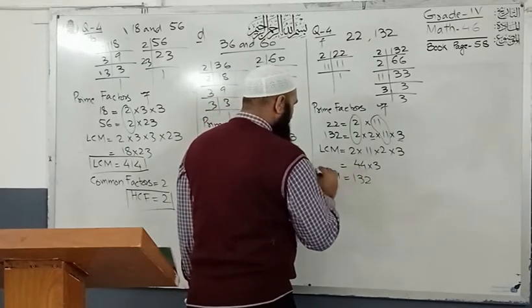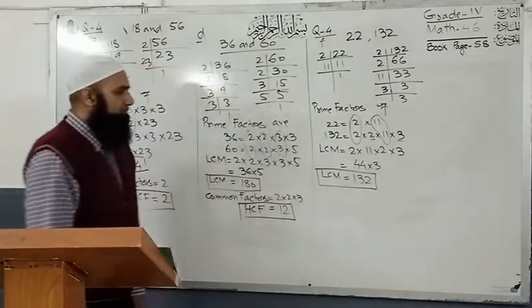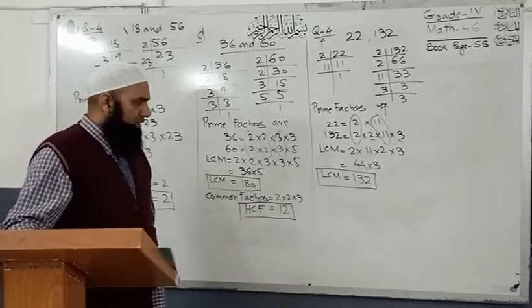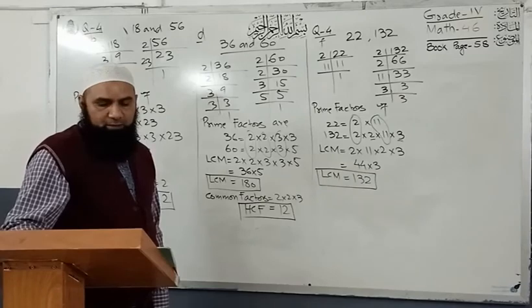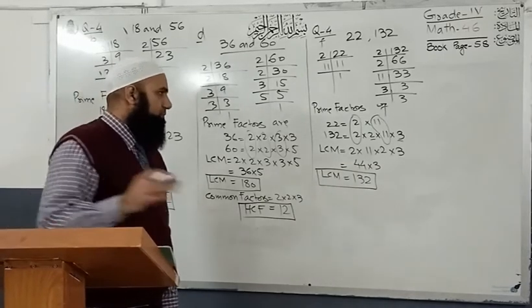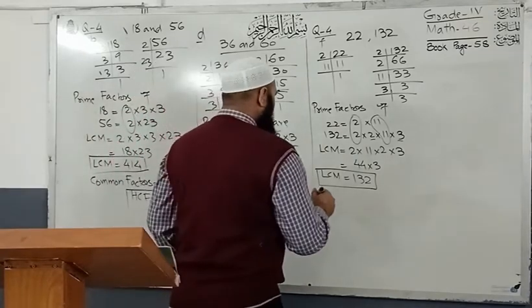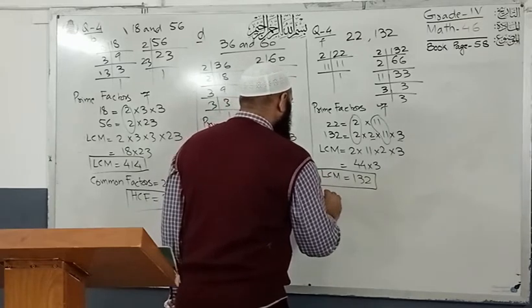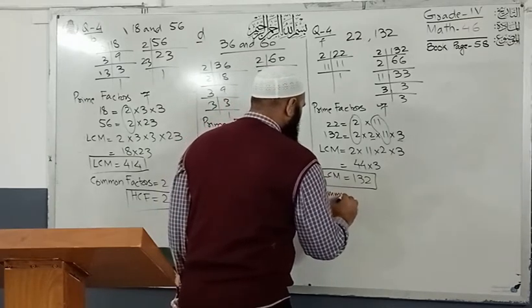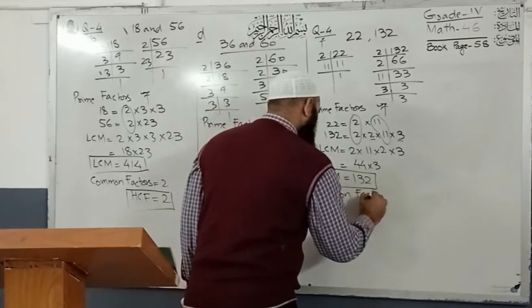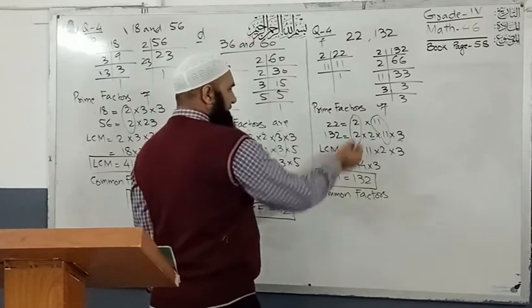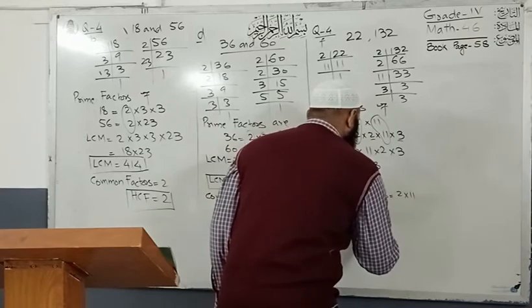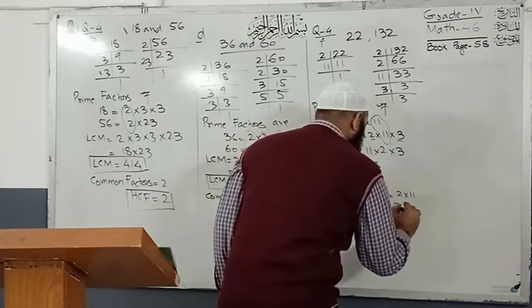LCM is equal to 132. Same number. Okay. Now we see the highest common factor. For the highest common factor, we write the common factors. What are the common factors? 2 and 11. So our HCF will be equal to 22.